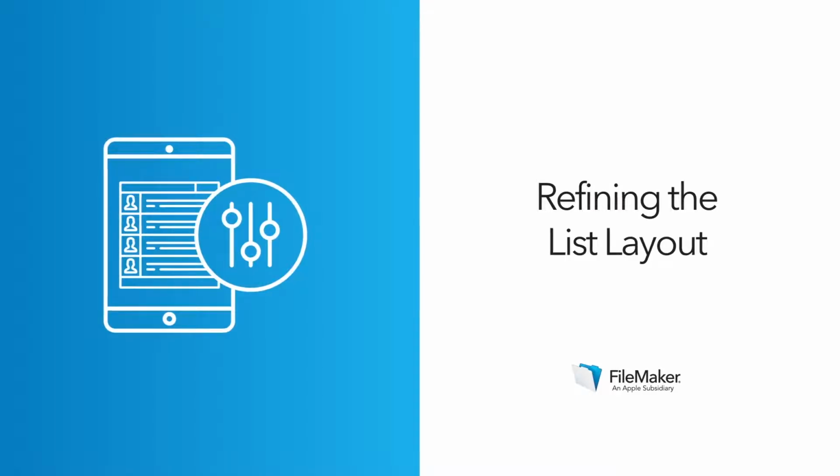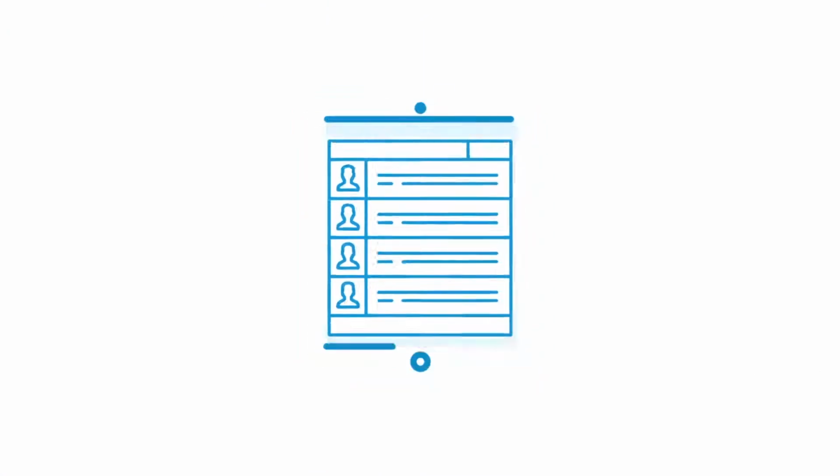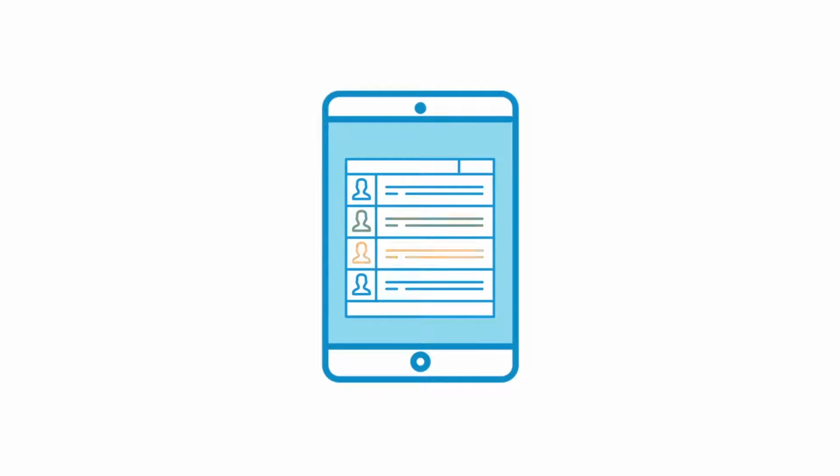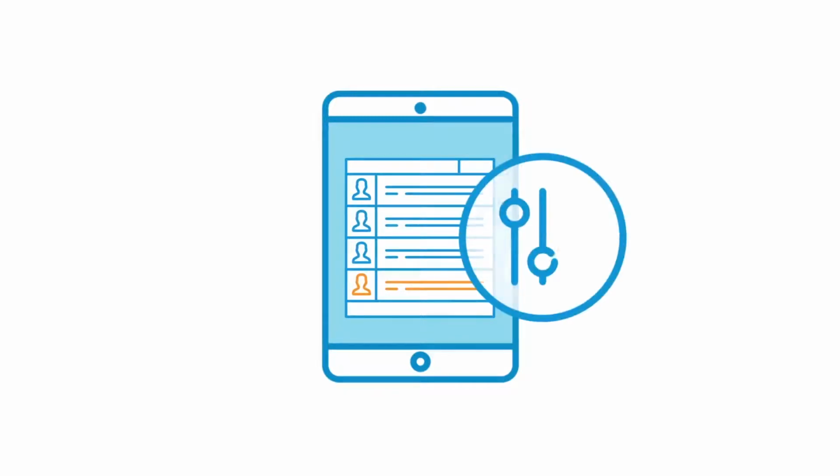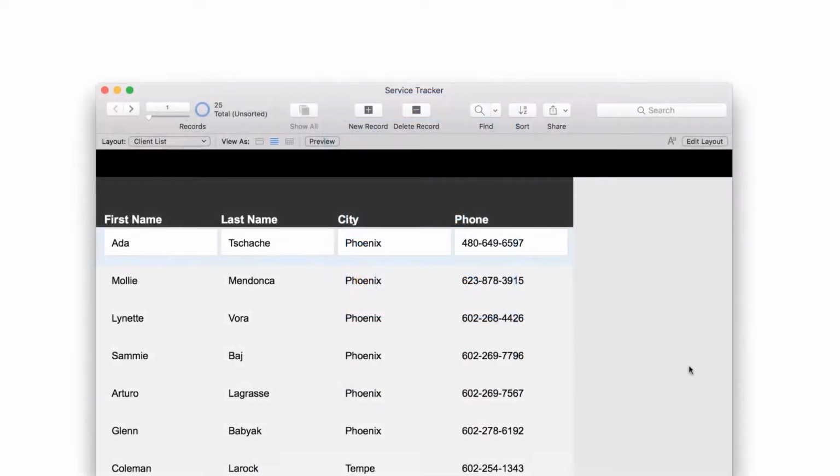Refining the list layout. In the last video, you created a layout for your client list so your users can scroll through all of your clients on their iPads. Now you'll take a few steps to refine it so it looks even better. Open the service tracker and navigate to the client list layout.